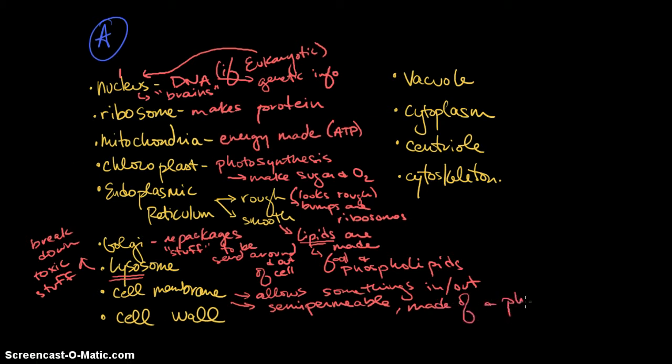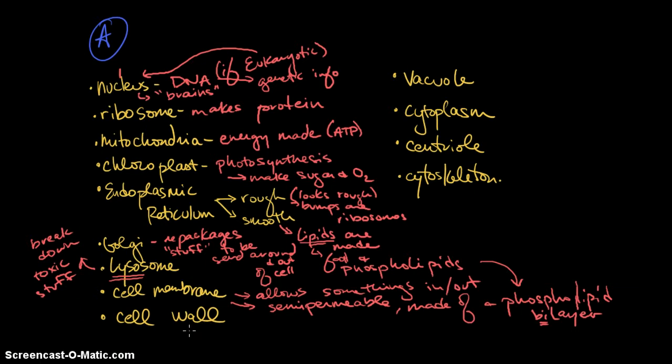of a phospholipid bilayer. Remember, phospholipids were made in the smooth endoplasmic reticulum, and the bilayer refers to two layers of them.